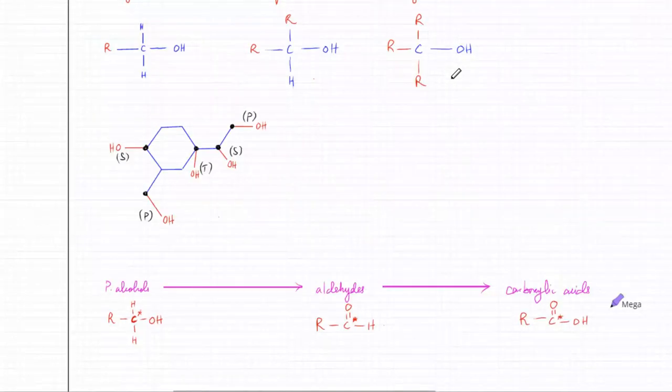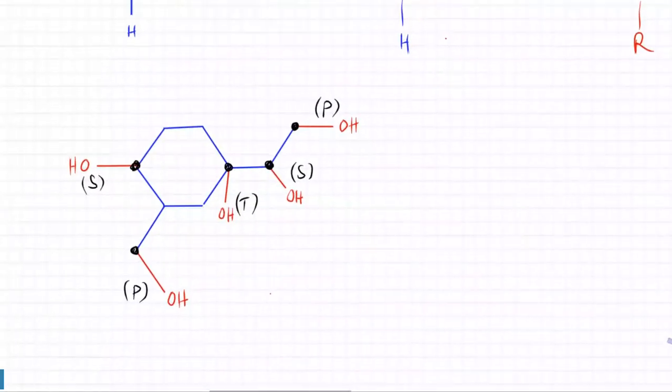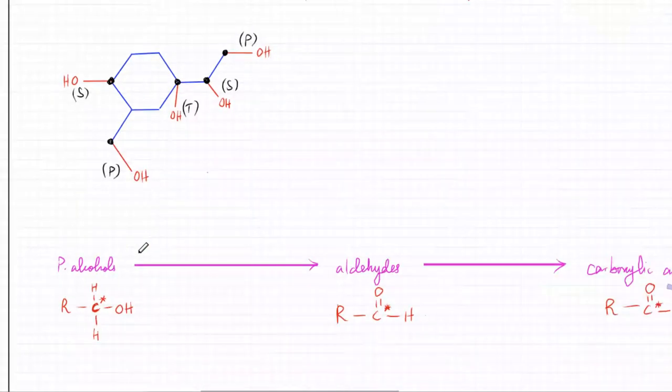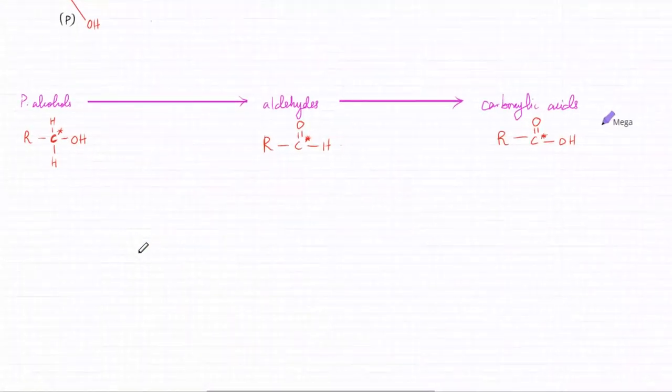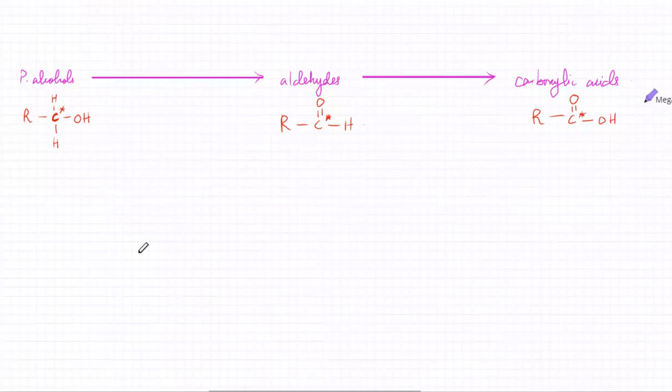So if I look at this primary alcohol, only this carbon atom will turn into an aldehyde, and then this one will turn into carboxylic acid. Nothing should happen to the rest of the molecule. This is a primary alcohol. It should turn into an aldehyde. It should then turn into carboxylic acid. But I'll show you that later. First thing, reagents. There are lots of reagents that can be used to oxidize this.